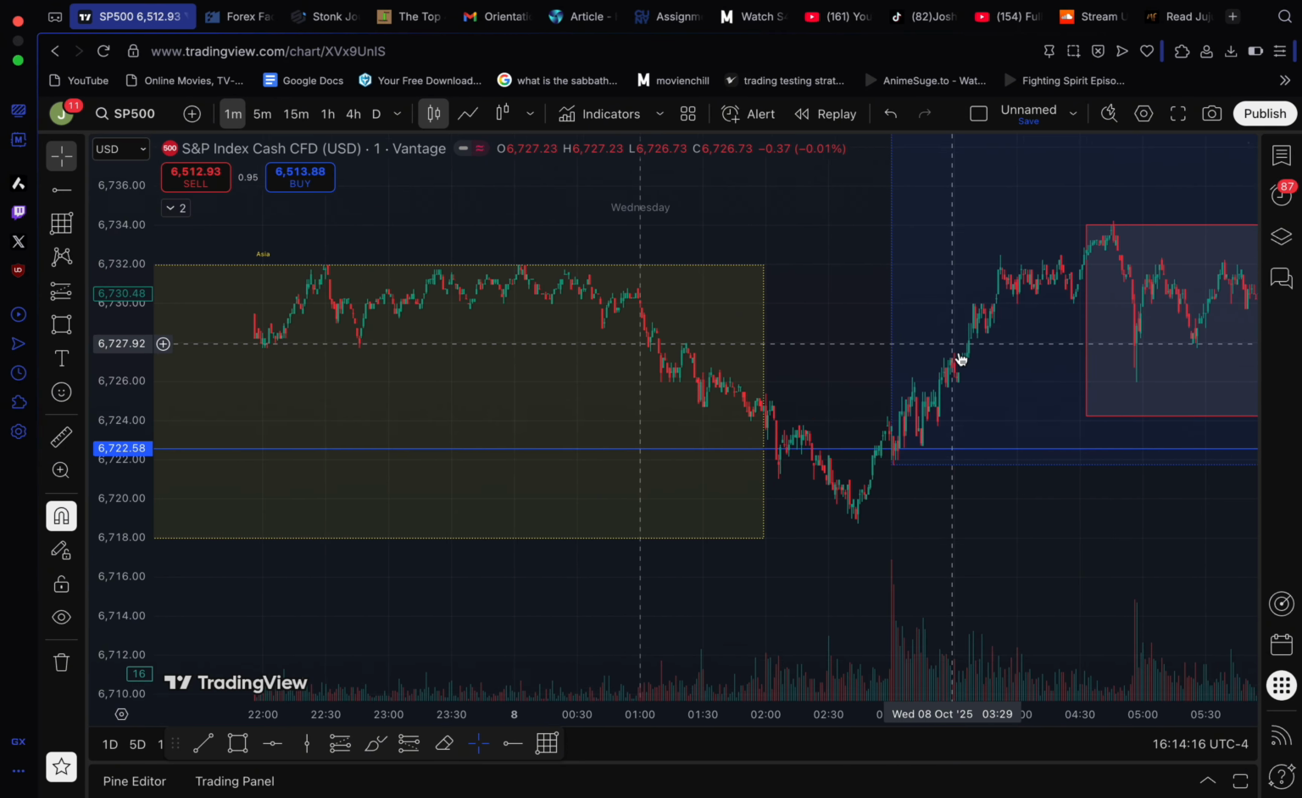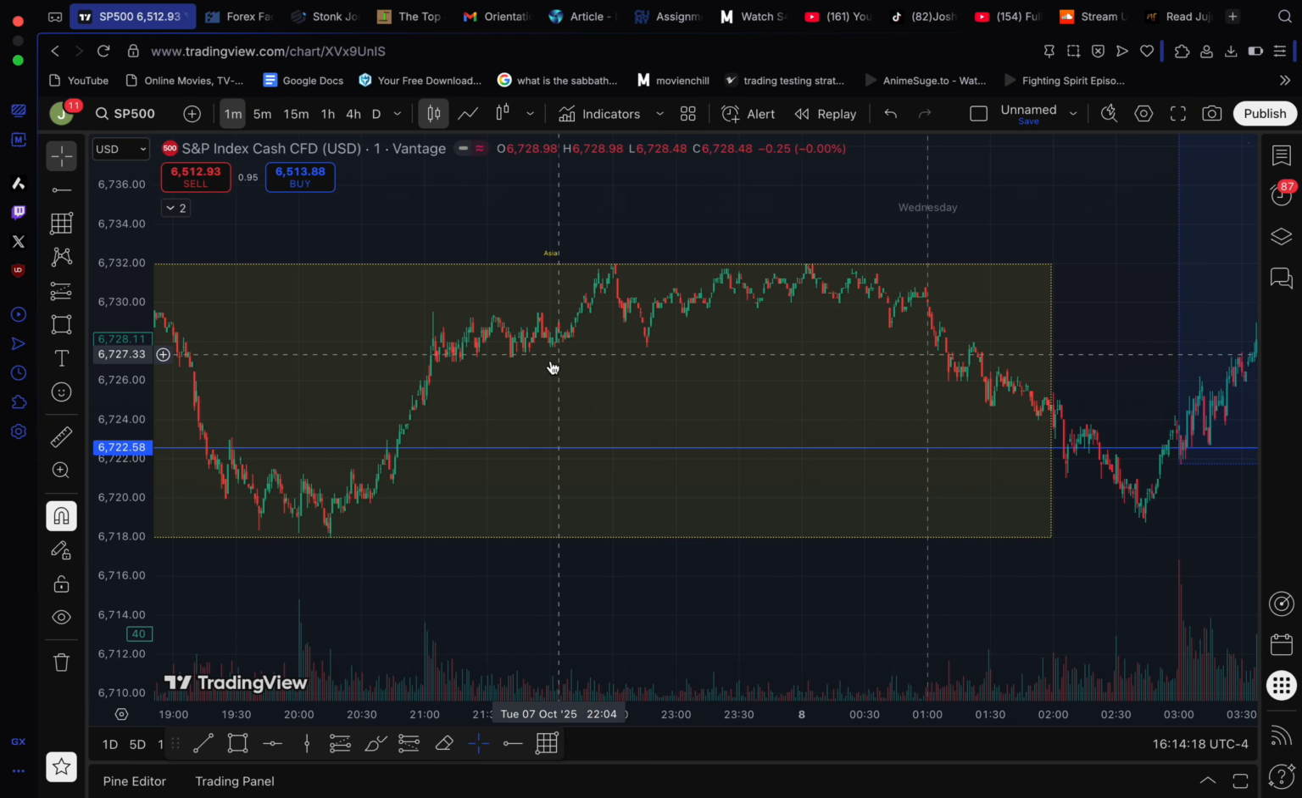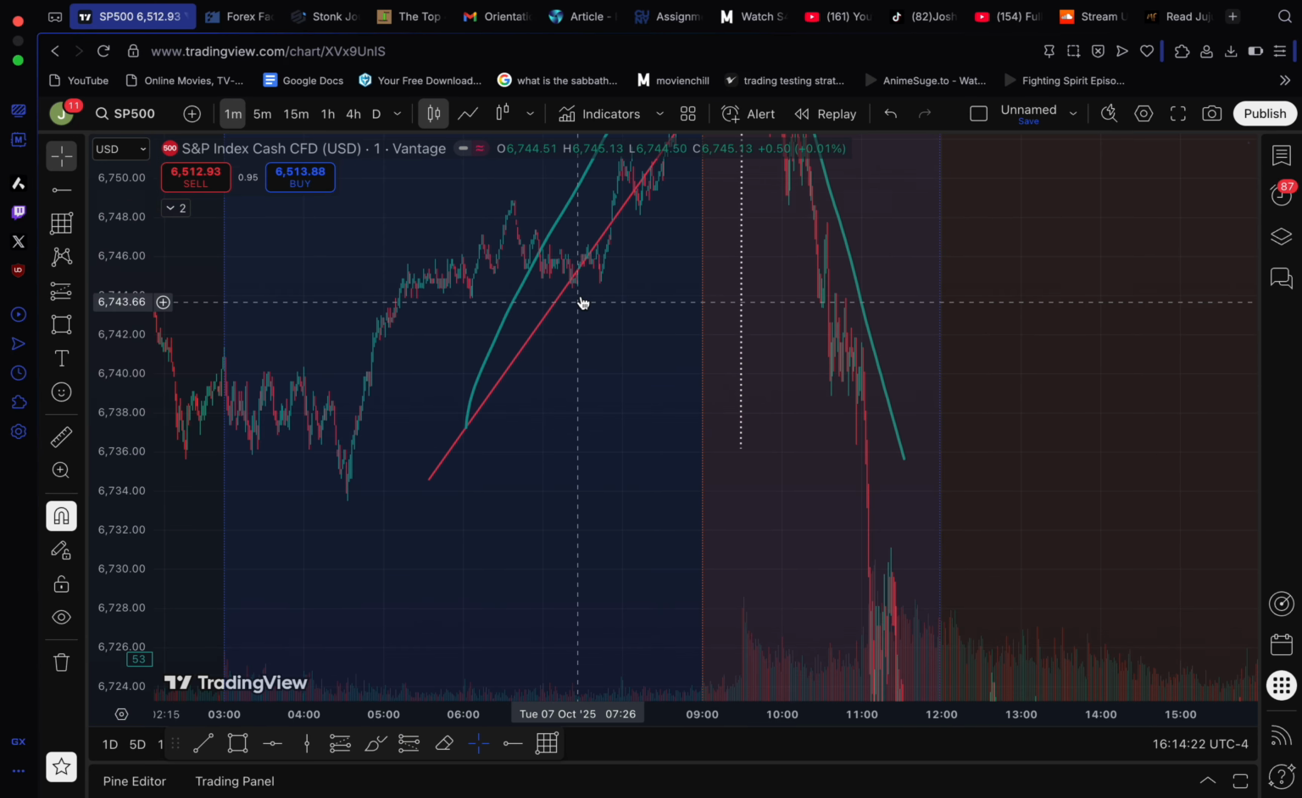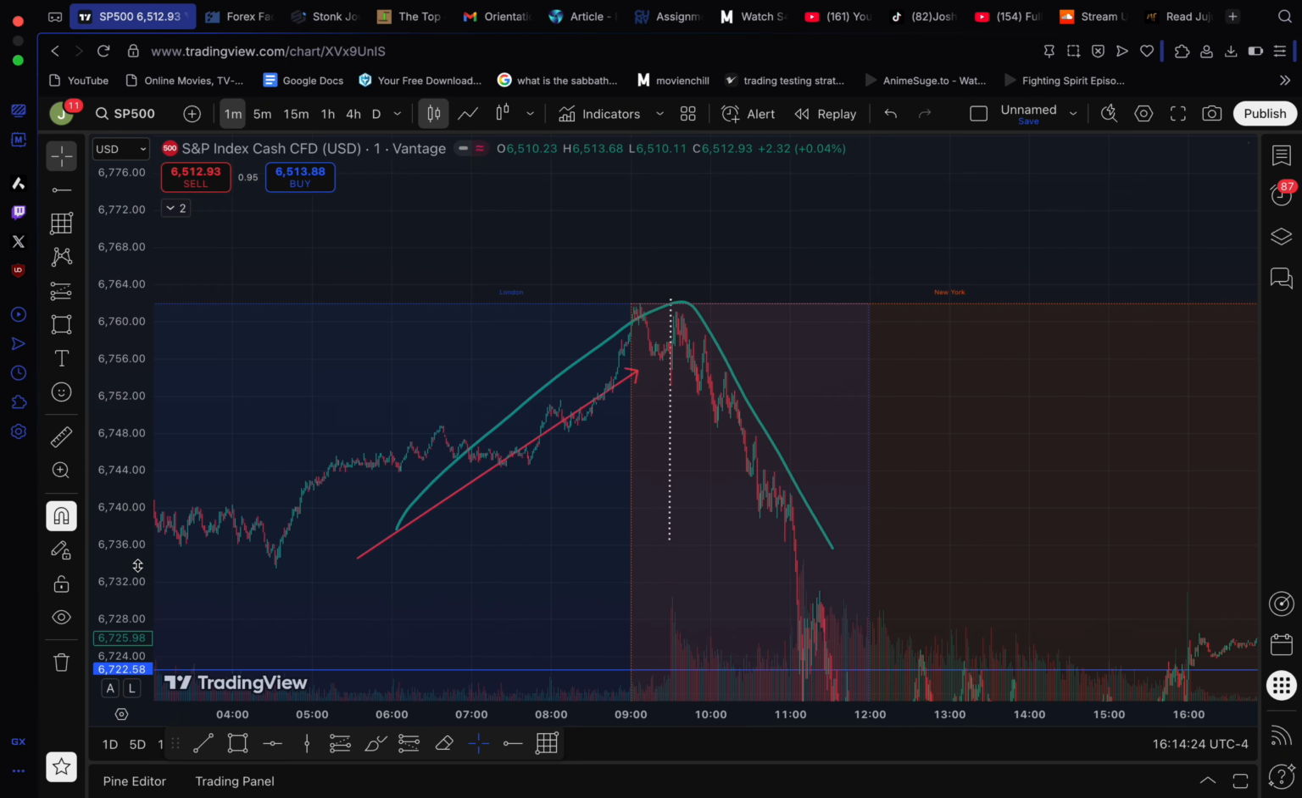All right, that is 1C. Now we are going to look for a 2B. All right, so I plotted it out already. If I can just, there we go. I think this is 2C. All right, 2C. What are we expecting in 2C? We're expecting a previous session manipulation into the new session reversal.